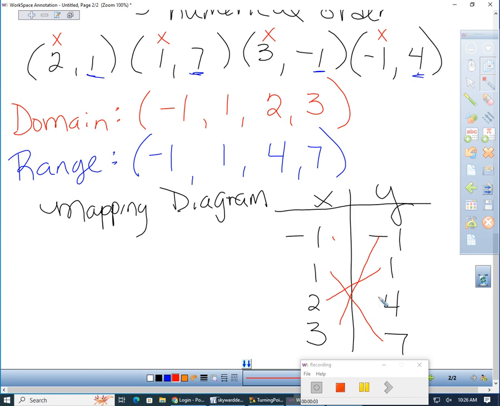From the mapping diagram, as long as there is only one line coming from each of those x values, then it is a function. If you would have had 2 lines coming from one of them, you would say it is not a function. Okay? So, the first 2 problems you have in your homework today are exactly this. So, here we go with example number 1.